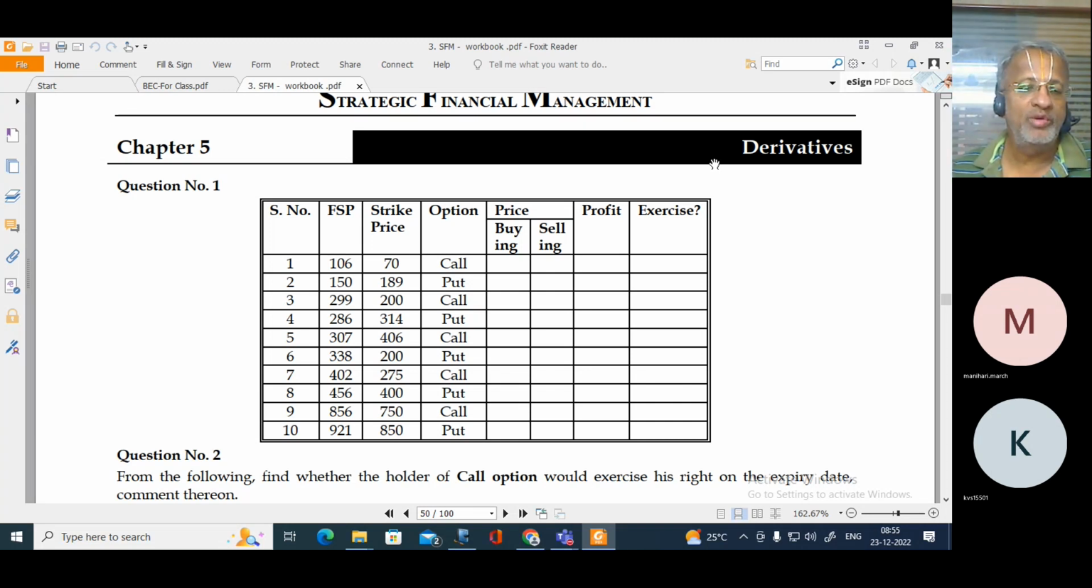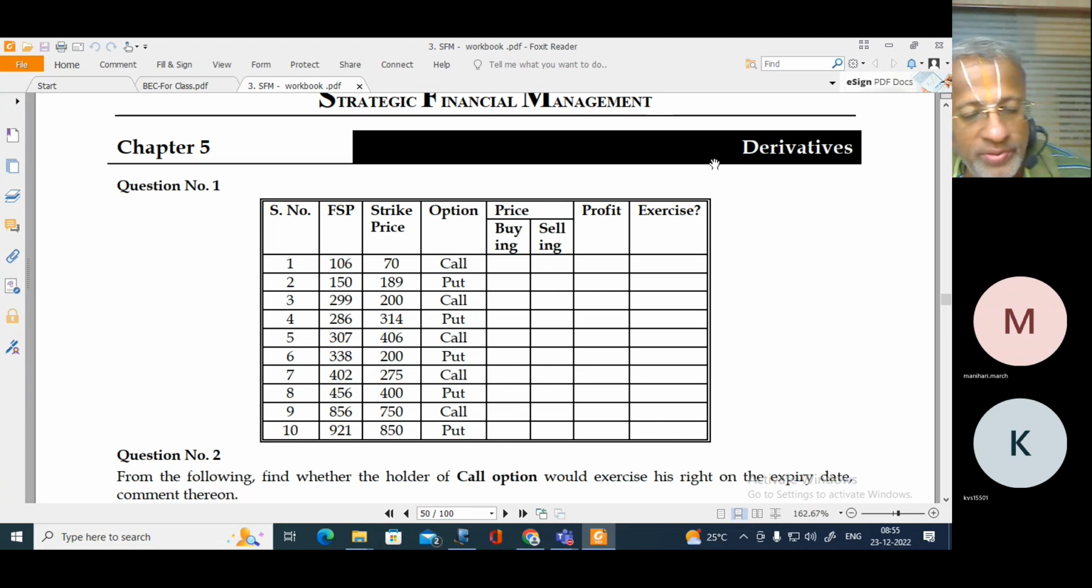Third, 299, 200 call option. Buying price 200, selling price 299, and you are getting profit, and therefore you have to exercise. Next, fourth, 286 and 314. Selling price 314, 286 is the cost price. Profit is 28, and you make money, and therefore it is to exercise. Then fifth item, 307 and 406. 406 is the buying price, selling price is 307. You will end up with loss. Only loss, do not exercise. Allow the option to lapse.